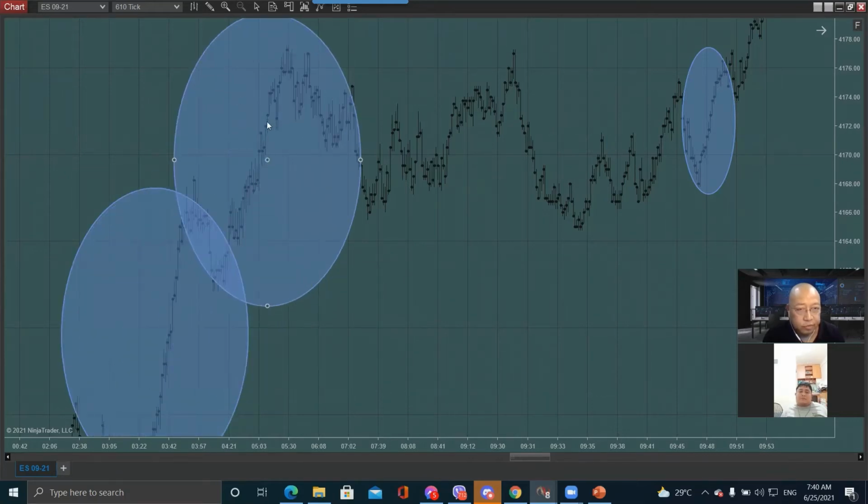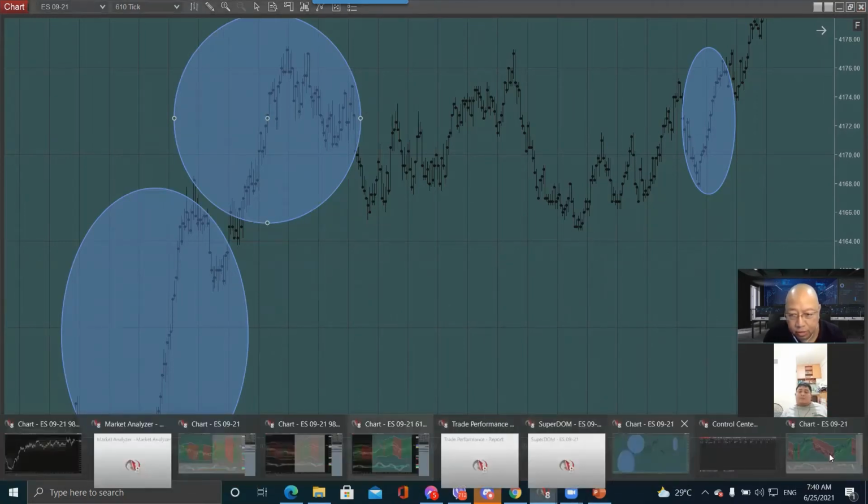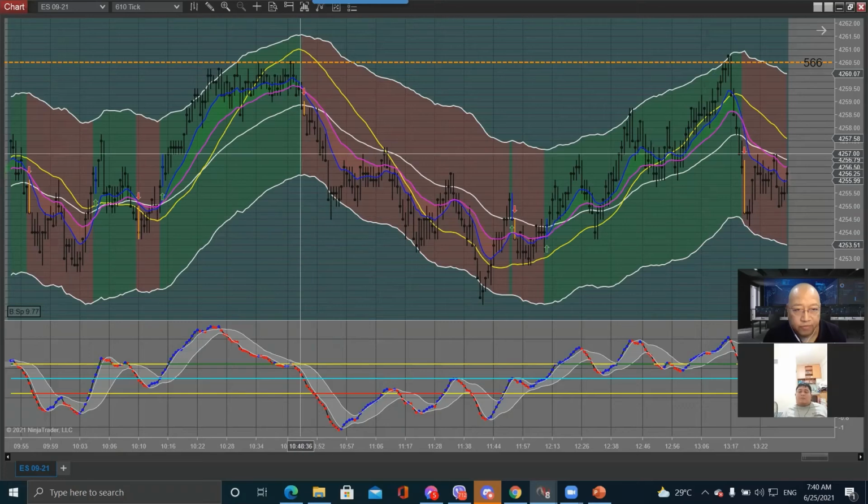You can see the difference between these two, right? So that's how we determine the momentum strength. If we look at more of a micro look, this is what it's going to look like. So for example, here, we look at this.